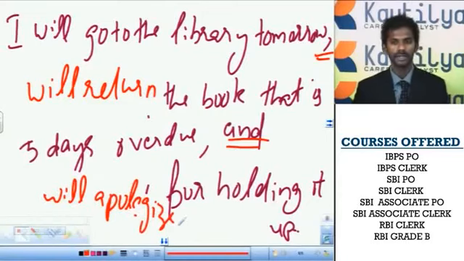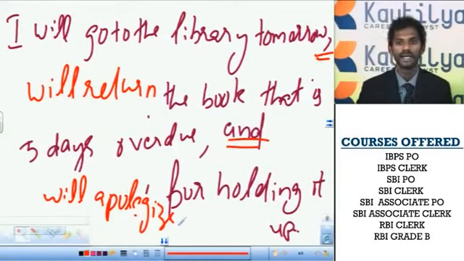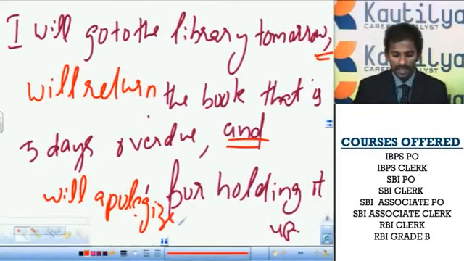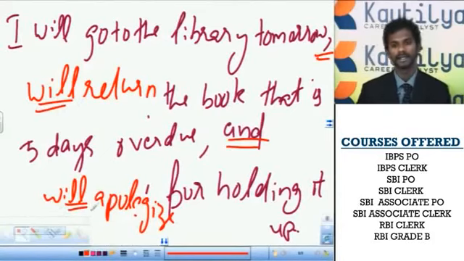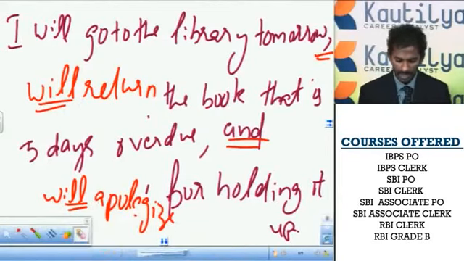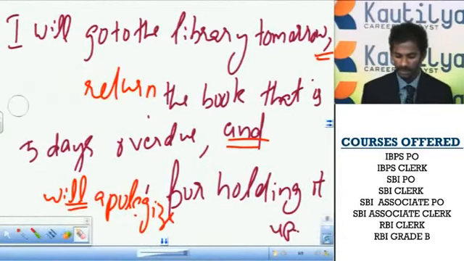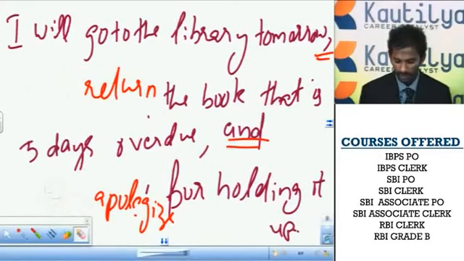So here we have three ideas and all the three ideas in the future tense now. But there is an error with redundancy. There is no need for me to repeat will in the second idea and in the third idea, because will is understood in the second idea and the third idea. So sentence can be just like this. I will go to the library tomorrow, comma, return the book that is 5 days overdue and apologize for holding it up.